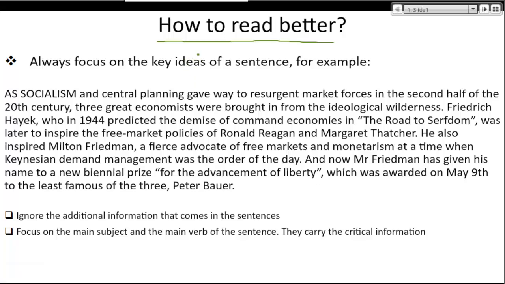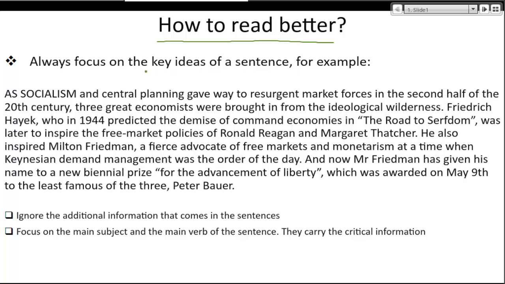So yes, quick reading is very important, but this should not happen at the cost of comprehension. I mean, you start reading so fast that you miss the comprehension entirely. So there has to be a balance between reading quickly and reading at such a pace that you understand things. So here, the first and the most important point, people, you have to keep in mind is always focus on the key ideas of a sentence.